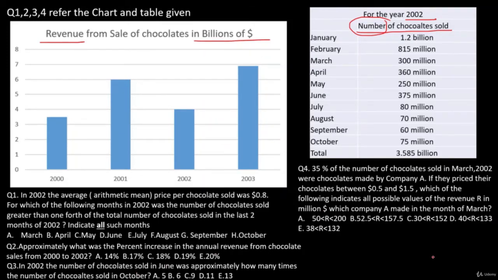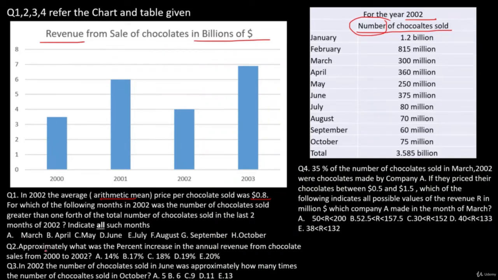All right, we are back. I hope you have given it a try. Now let's do it together. The first question reads, in 2002, the average, that is the arithmetic mean price per chocolate sold was $0.8. For which of the following months in 2002 was the number of chocolates sold greater than 1/4 of the total number of chocolates sold in the last 2 months of 2002? Indicate all such months. So this is a question where you can answer or check more than one of the options.